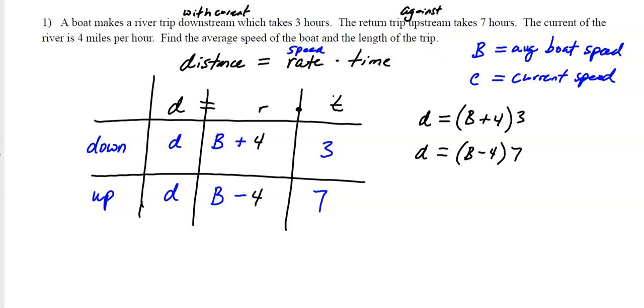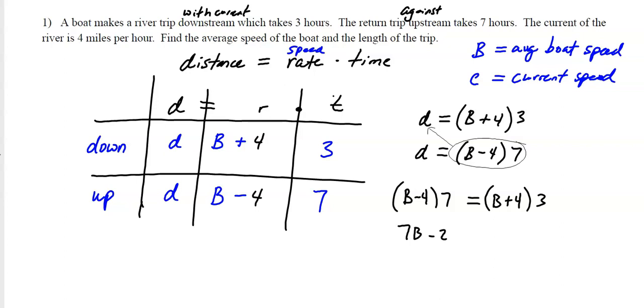Well, basically, we have a system of equations, and they're both equal to D. So what I can do is I can do substitution, and I can basically grab this stuff right here and substitute it for D. So this one's a pretty easy type problem because I only have one variable missing. I'm just missing B. So I should be able to set it up this way. So we're going to have B minus 4 times 7 equals B plus 4 times 3. And we're going to solve it for B. So distribute: 7B minus 28 equals 3B plus 12, minus 3B from both sides.